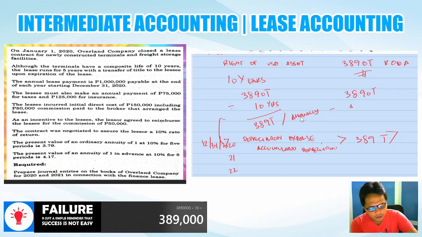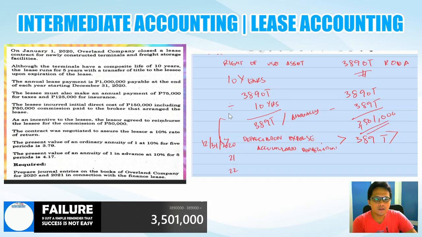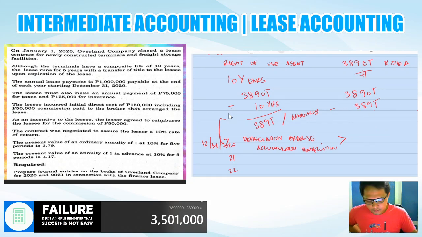3,890,000 less your accumulated depreciation, which is at 389,000. So, this right of use asset, the carrying amount of it is 3,501,000. This is your carrying amount. Plain and simple, no? Very easy. There are no complications yet, no? So, next.